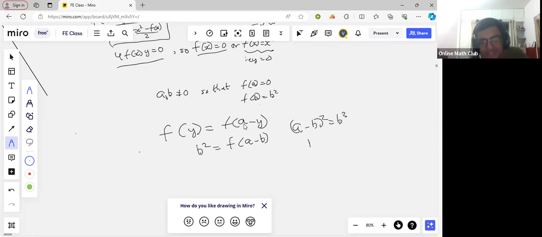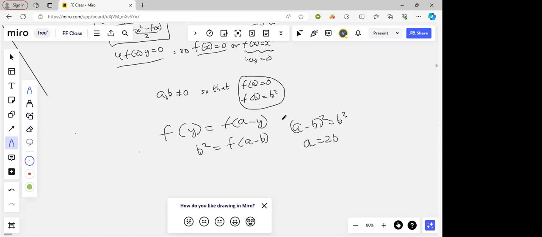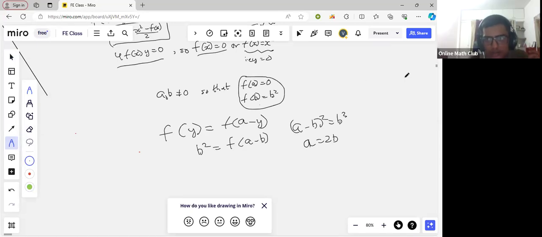Even now we are not done, but we can just try something like this again. Now we get a equal to 2b. So if we have such a scenario, then we must have a equal to 2b, and f of a minus b.